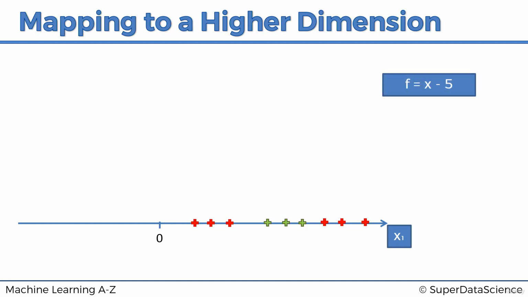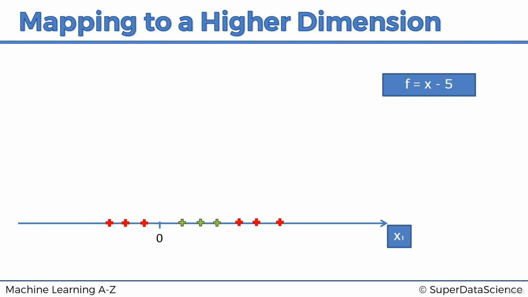The first step will be to go f equals x minus 5, so to subtract 5 from our dataset, and what is that going to do? That is going to move everything to the left. So basically now this is what the result looks like. If you subtract 5 from x, these ones will go into negative, these ones will stay in positive.